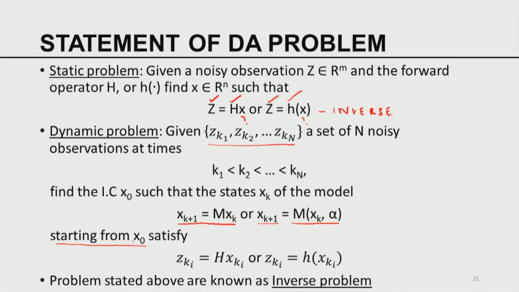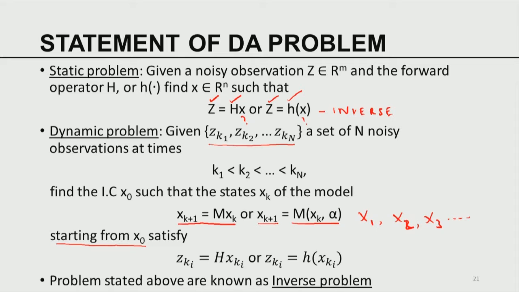So, start the model at the initial state x naught. You compute the model state: x naught is given, x1 can be found, x2 can be found, x3 can be found using either a linear model or a nonlinear model, starting from x naught. So, x1, x2, x3, these are called model evolution.